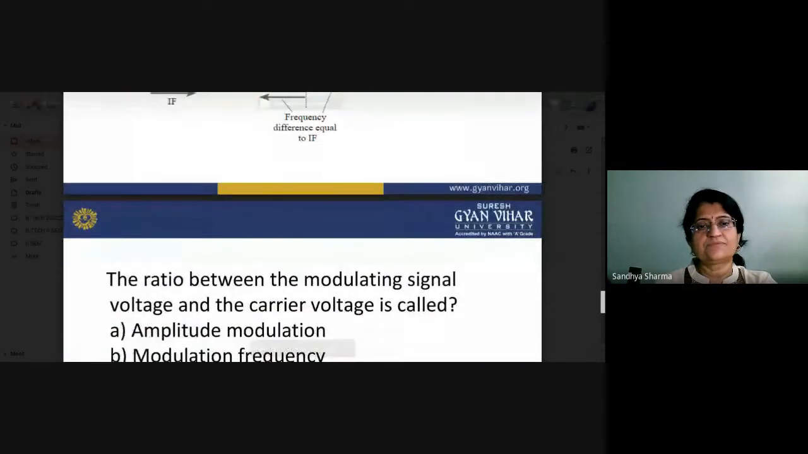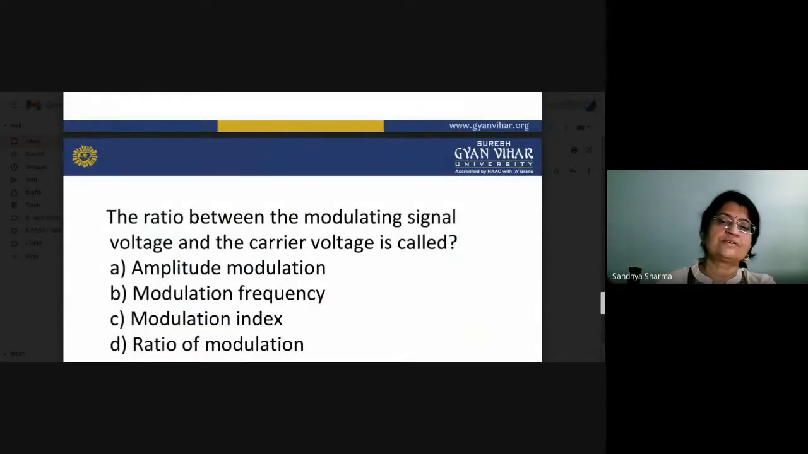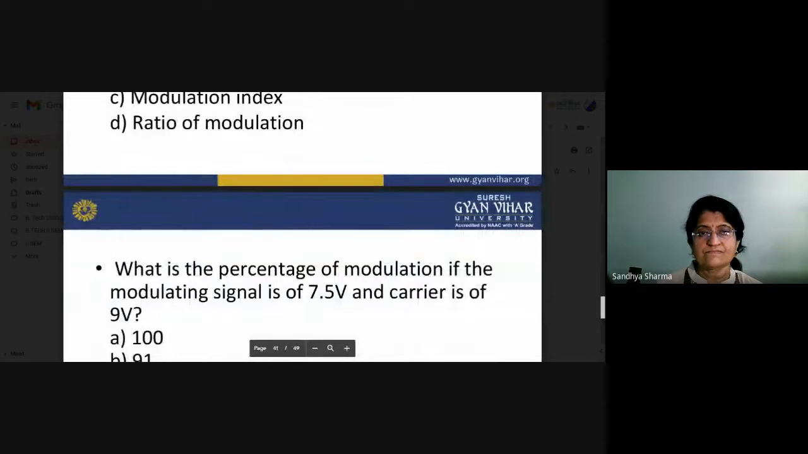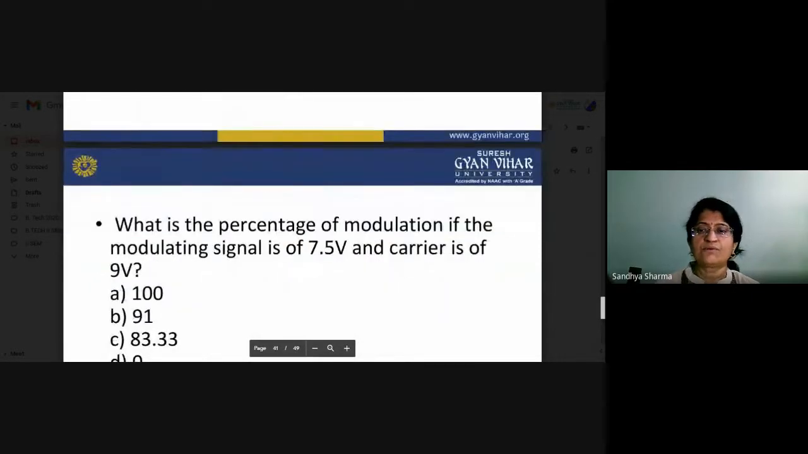After this, we will focus on some objective questions. What is the name of the ratio between the modulating signal voltage and the carrier voltage? What is the percentage of modulation? You can calculate it. The basic definition of the modulation index is m equals Vm by Vc. If the amplitudes of these quantities are given, you can calculate it.